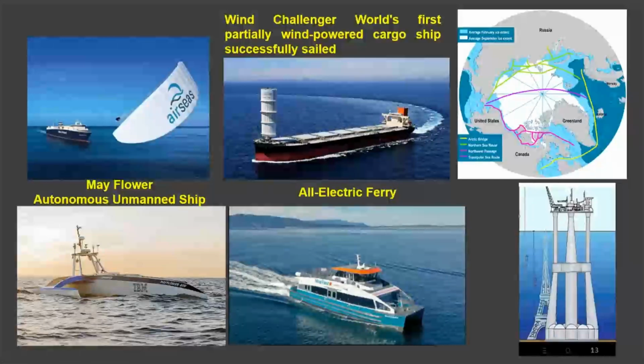30% of the fuel can be saved. Also, the Mayflower is an autonomous unmanned ship developed by IBM with a lot of AI and ML techniques involved, where intelligence has been brought in. The ship is circumnavigating all. In future, maybe 100 years down the line, there may be more ships and less human sailing on board.